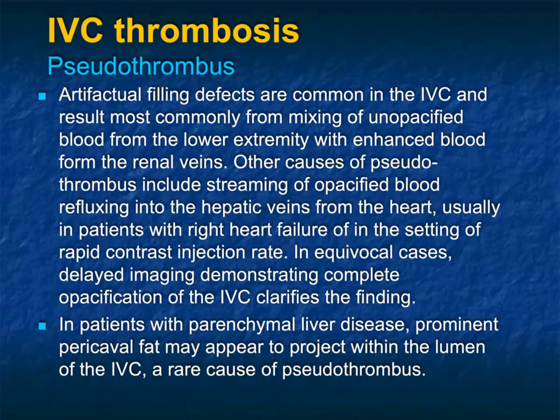Other causes of pseudothrombus include streaming of opacified blood, refluxing into the hepatic veins from the heart, usually in patients with right-sided heart failure, typically when there's rapid injection of contrast. As we mentioned, in equivocal cases, delayed imaging really makes life very easy. In patients with parenchymal liver disease, prominent pericaval fat may appear to project within the lumen of the IVC, a rare cause of a pseudothrombus.